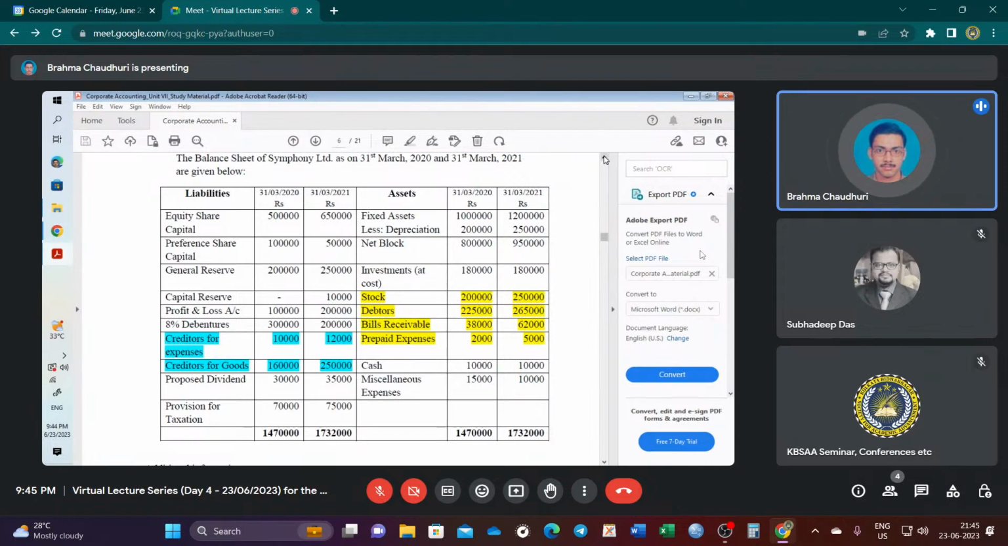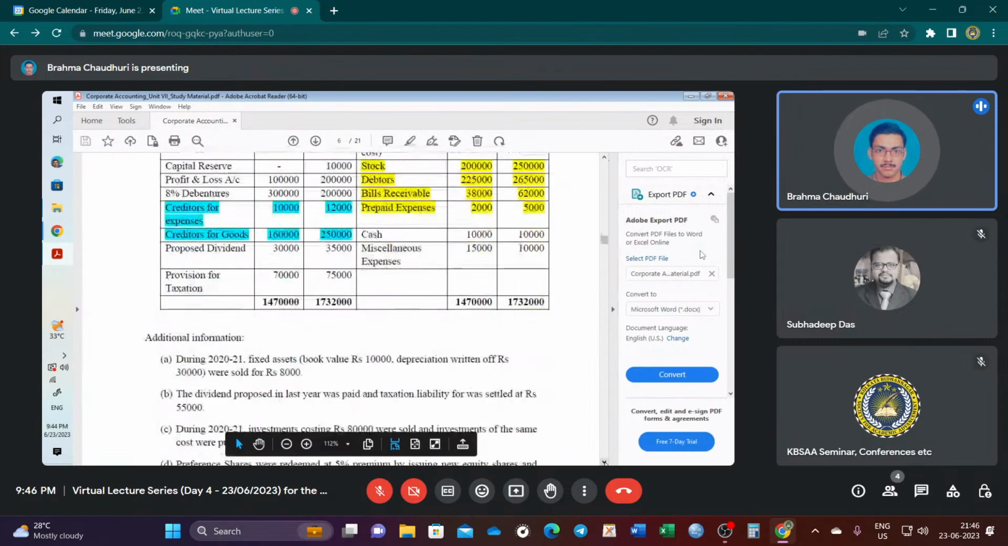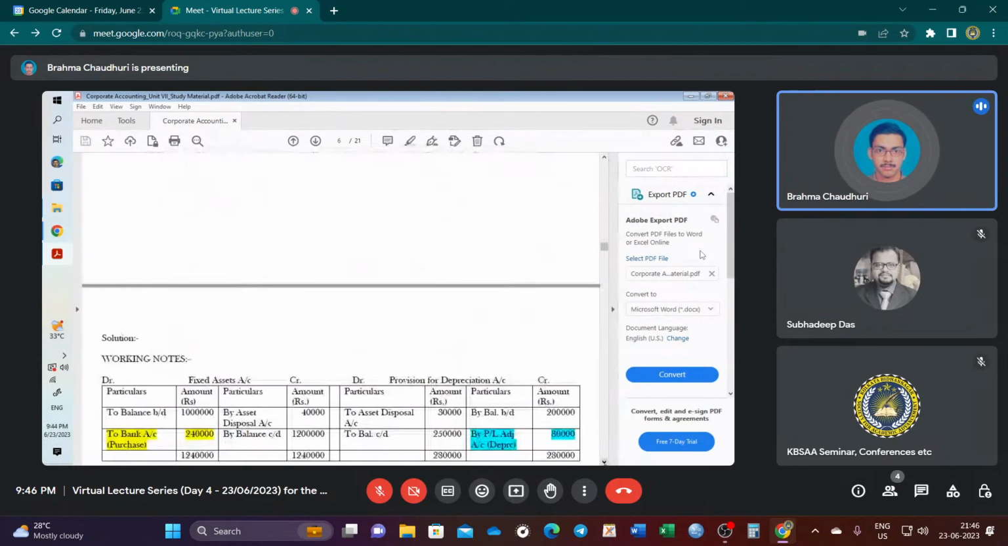So this is a comprehensive problem, and for solving this problem you will require at least 30 to 40 minutes, depending on how much you have practiced. If you have practiced very well, then you will be able to solve it within 25 to 30 minutes. But if you have not practiced that well, then you will require at least 40 minutes to solve this particular problem. Since I have already solved it, I will just show straight away how it has been solved.